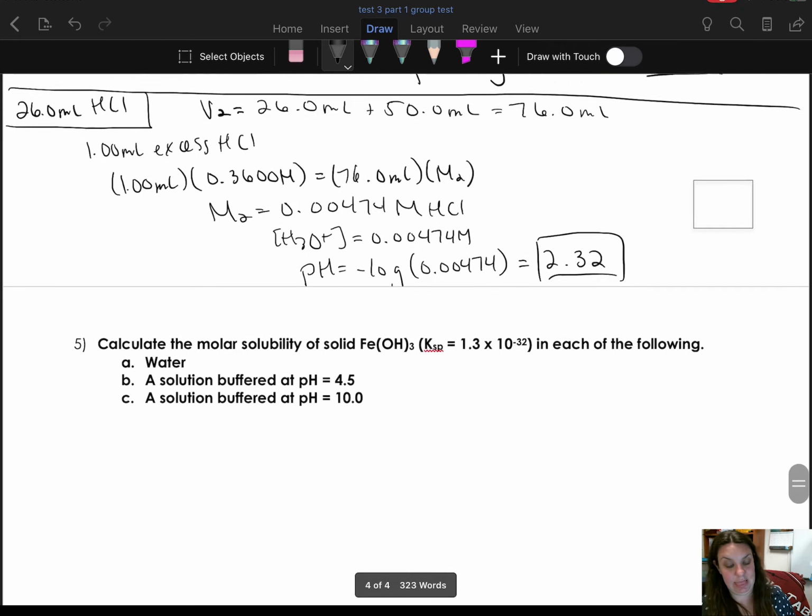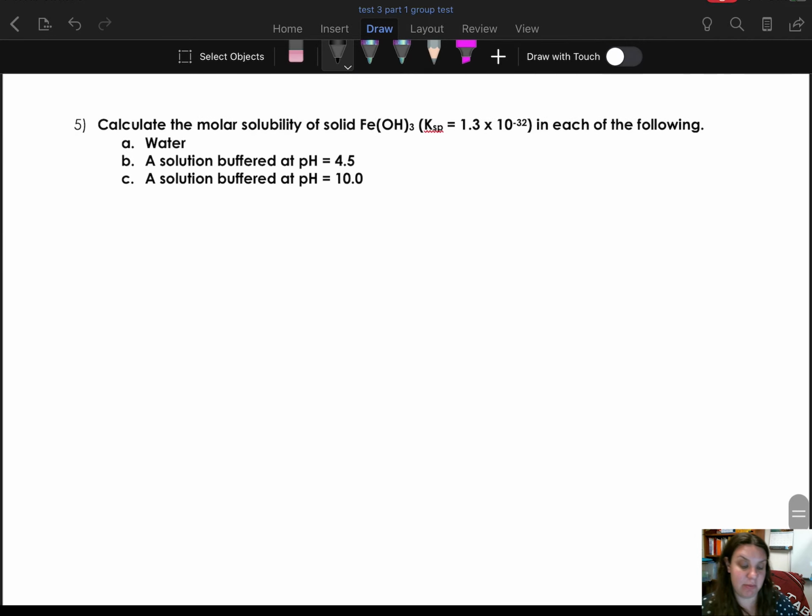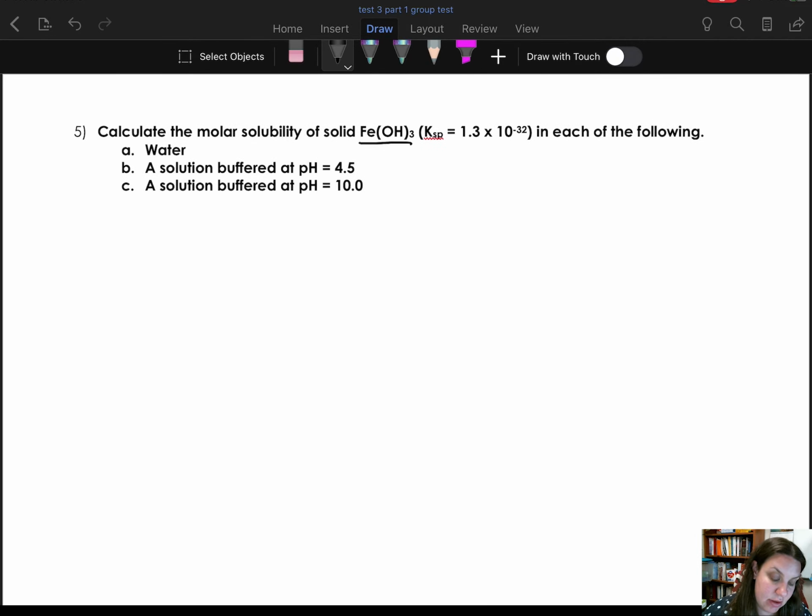Okay, last problem, we want to calculate the molar solubility of iron hydroxide with this KSP in each of the following: pure water, buffered at 4.5, buffered at 10. So here it's just a regular KSP problem, and then two problems where we are looking at common ion effect.